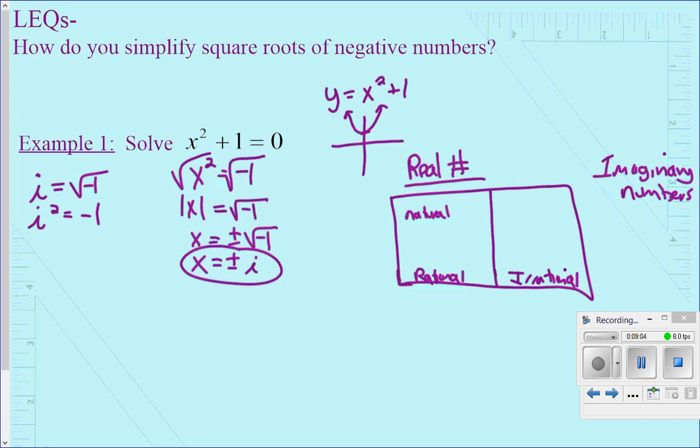So we're showing that those solutions, even though they're not part of the real number set, they're called imaginary numbers, they do solve this equation. Okay, so the equation does have solutions. It's just they're numbers that are not part of the set of real numbers. They're imaginary.